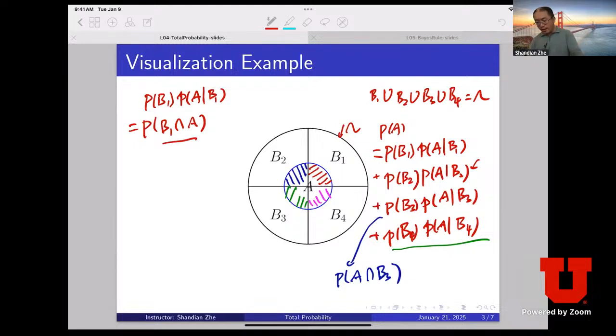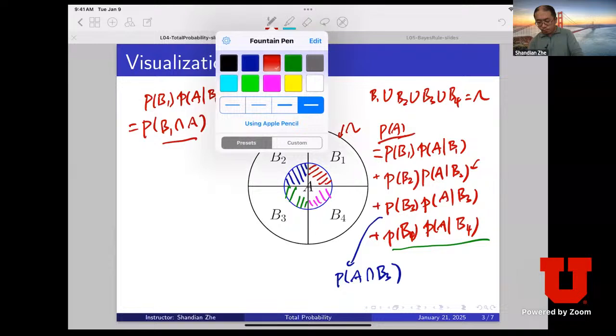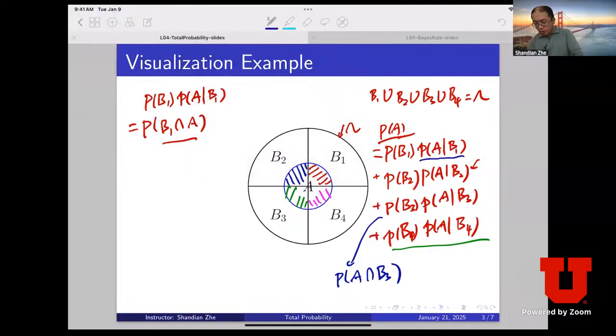Then we can write P of A as the probability of B1 times the conditional probability of A given B1, plus probability of B2 times the conditional probability of A given B2, plus probability of B3 times the conditional probability of A given B3. And finally, probability of B4 times the conditional probability of A given B4. That's the total probability.